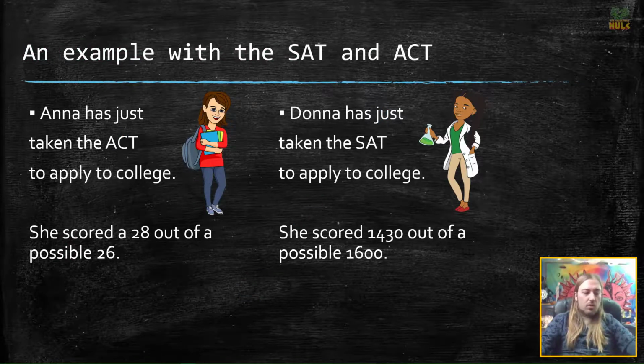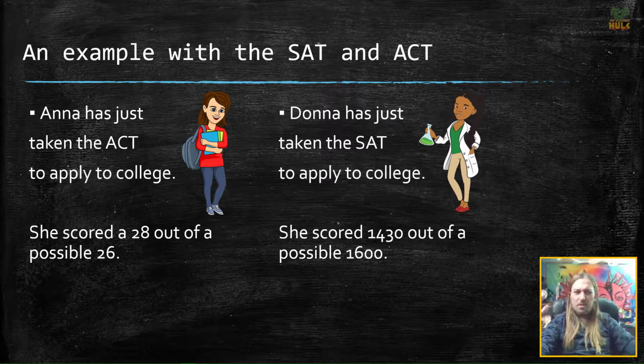Okay, now let's do this example real quick. So we've got Anna, we've got Donna. Anna has just taken the ACT because she wants to apply to college. Great job, Anna. She scored 28 out of a possible, that should say 36. If she scored 28 out of 26, then Anna's a badass here, but that's a 28 out of a 36, excuse the typo. Donna has just taken the SAT to apply to college.